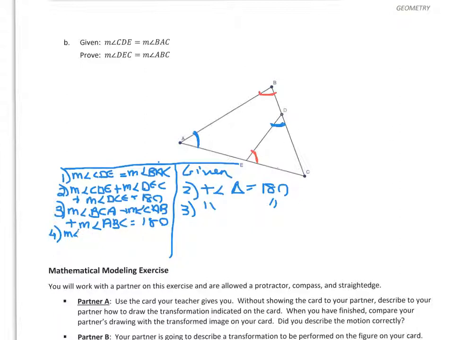All right, let's try this again. The measure of CDE plus the measure of DEC plus the measure of DCE is equal to the other one, the measure of angle BCA plus the measure of angle CAB plus the measure of angle ABC. That is just simply substitution.